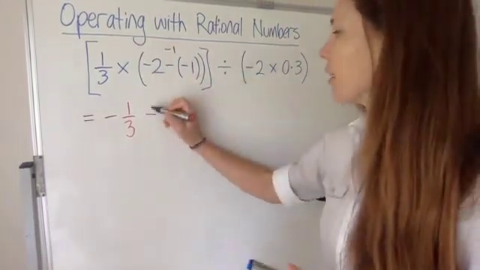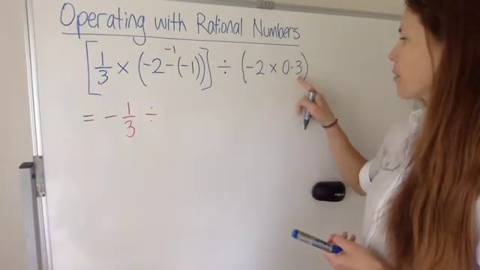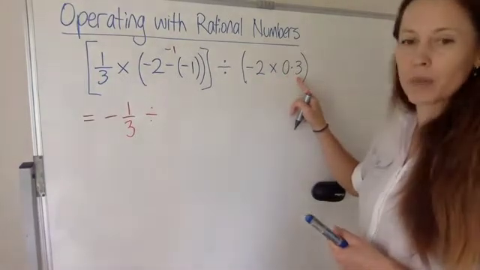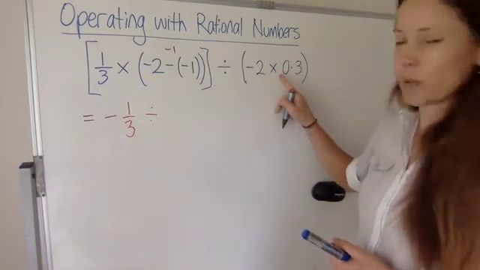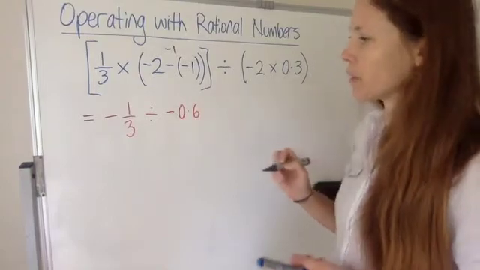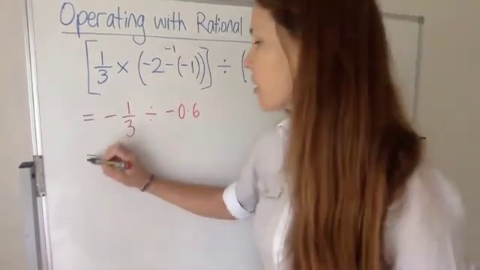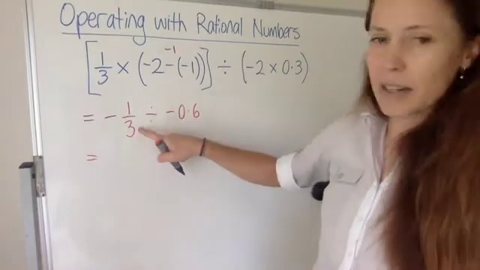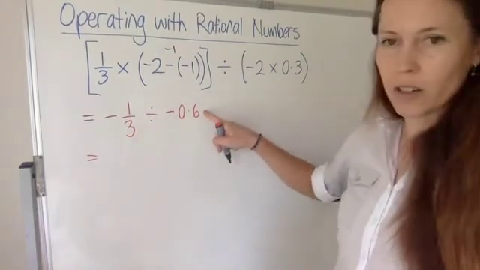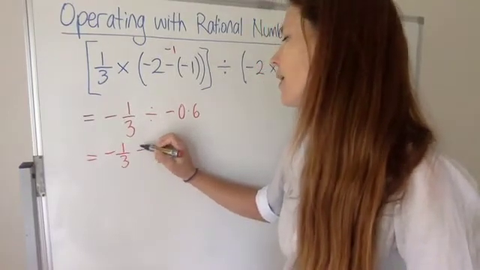Over here I've got divided by. Now let's think. Negative 2 times 0.3. Well, 2 lots of 0.3 is 0.6. And a negative times a positive is a negative. So I've got negative 0.6. Now at this point I need to work out whether I want to work with fractions or decimals. This is nice and simple as a fraction, so it sort of makes sense to convert this to a fraction, doesn't it? So we've got minus a third divided by.